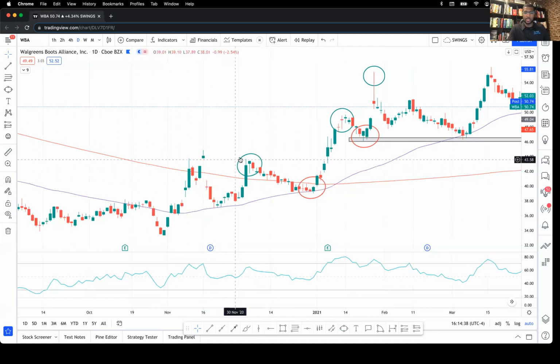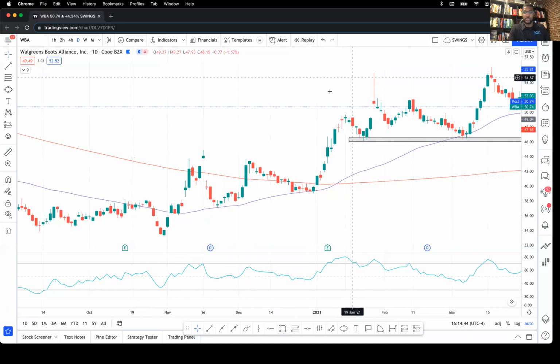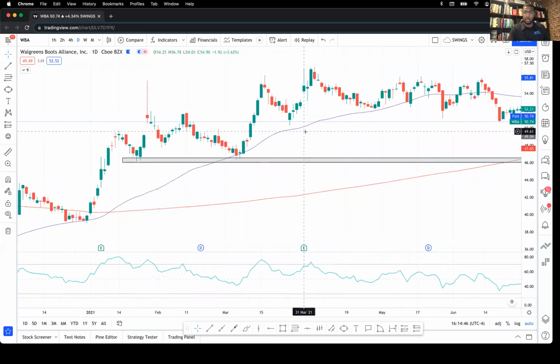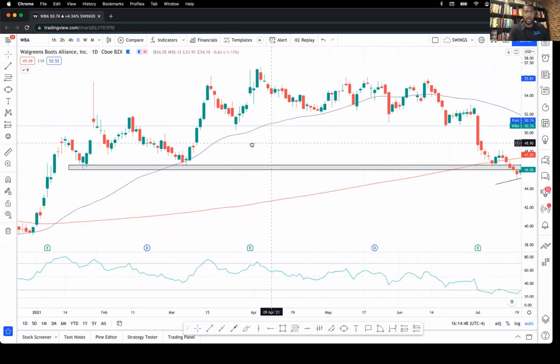All right, you guys have to spend some time looking at these charts and playing around with this stuff to see if you can find them on your own. And you can always use this video as a reference, obviously. But this is what we're always looking for. We're looking for higher highs and higher lows.